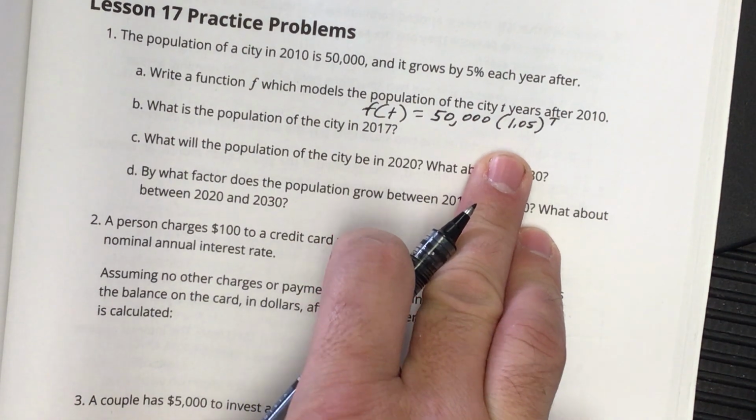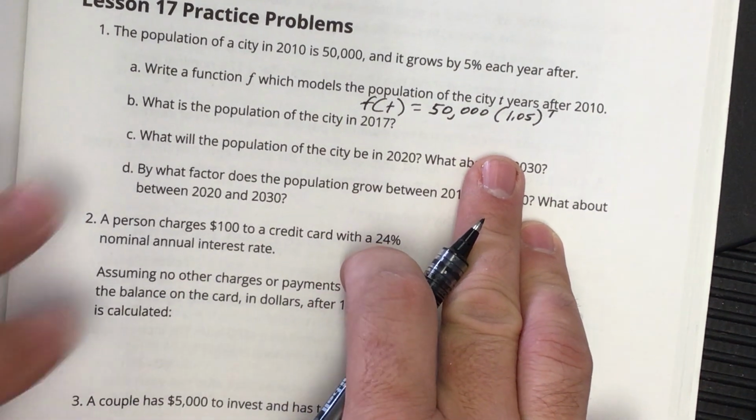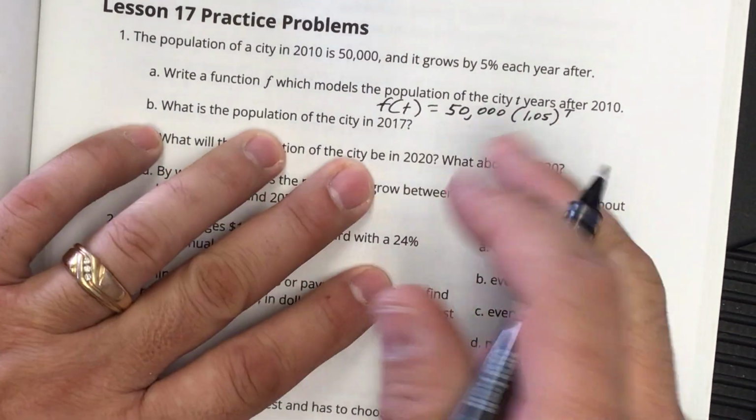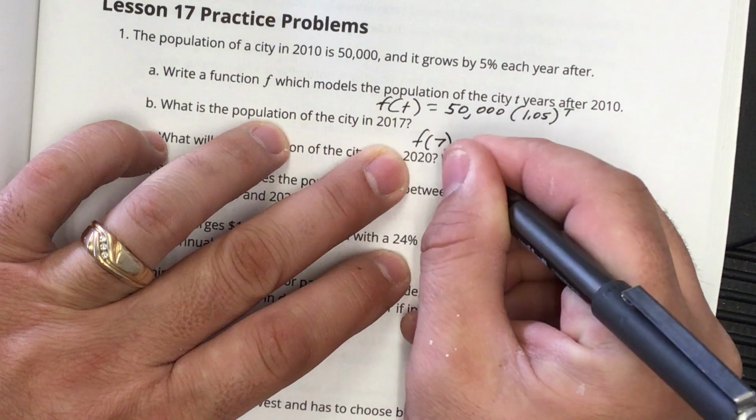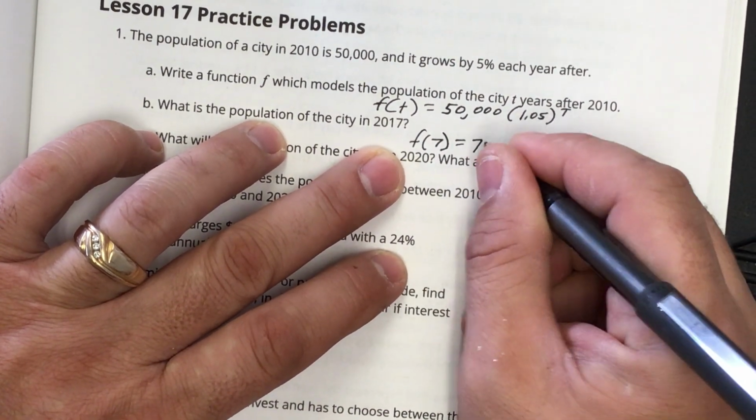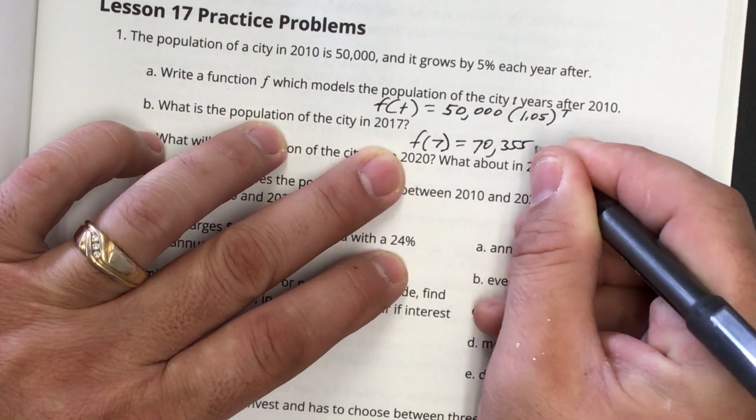So what is the population in 2017? So you plug in 7 right there for t. 7 years after 2010, I got 70,355 people.